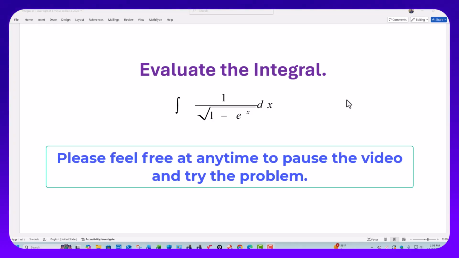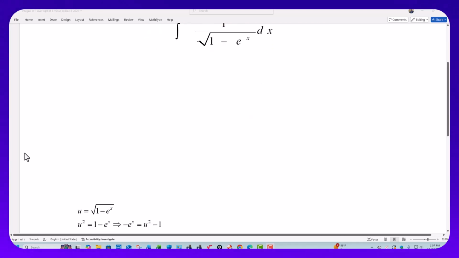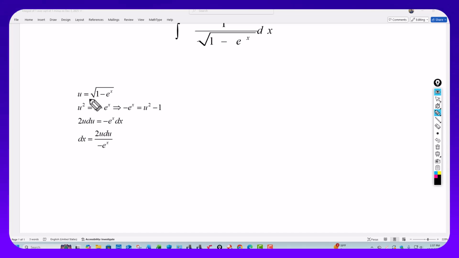In this video, we're going to evaluate the integral of 1 over the square root of 1 minus e to the x dx. If you're looking at a substitution, a couple of options: you could let u equal 1 minus e to the x. Another option is to let u equal the square root of 1 minus e to the x. That's the approach that I took on this one here. So I let u equal the square root of 1 minus e to the x, and then I went ahead and squared both sides.